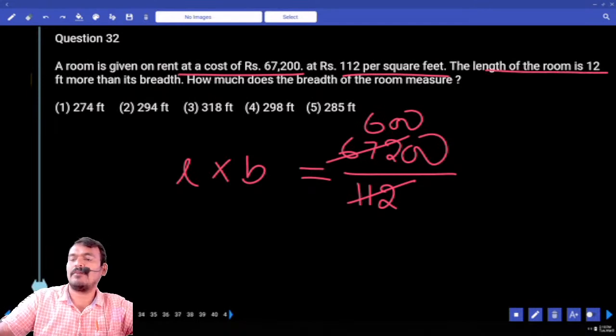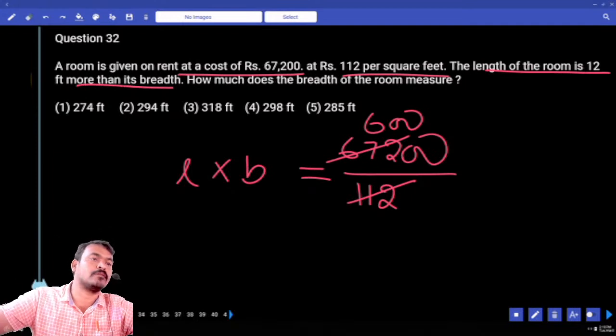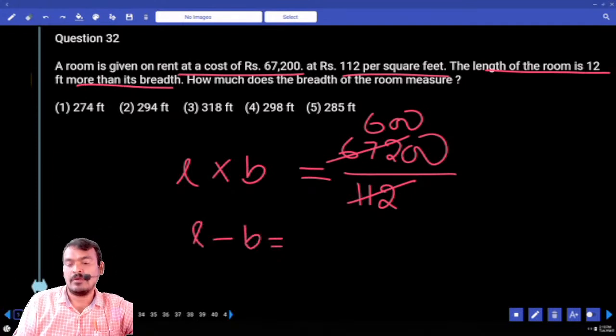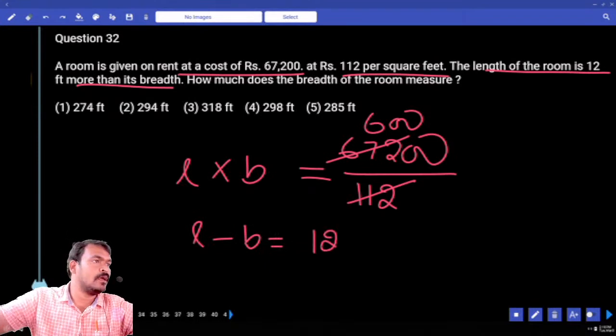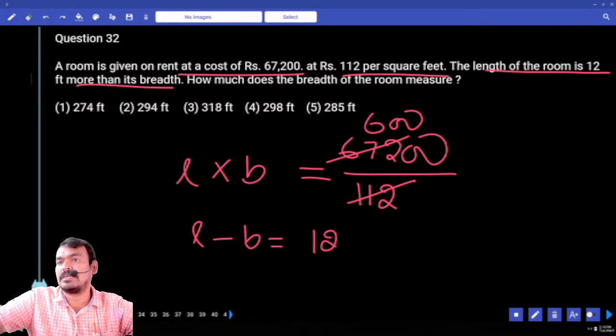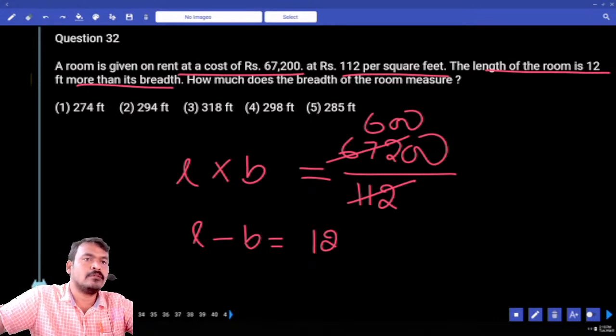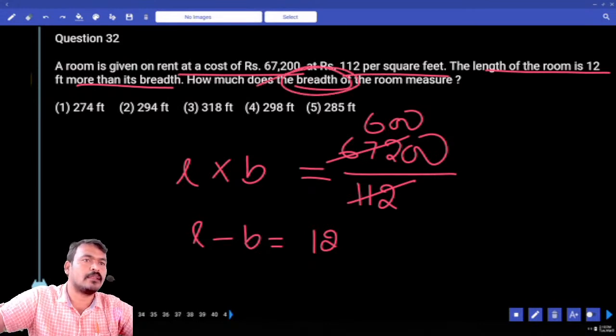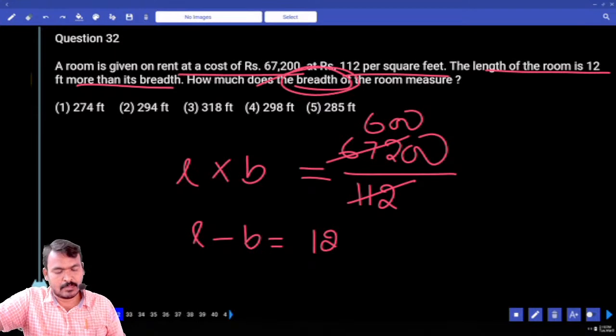And one more, the length of the room is 12 feet more than which one? Breadth. Means L minus B equals how much? 12. L minus B value is 12. L into B is 600, L minus B is 12. Solving, we get the L, B values. Okay. What is the question we require? Breadth value or length value? Breadth value. Next.